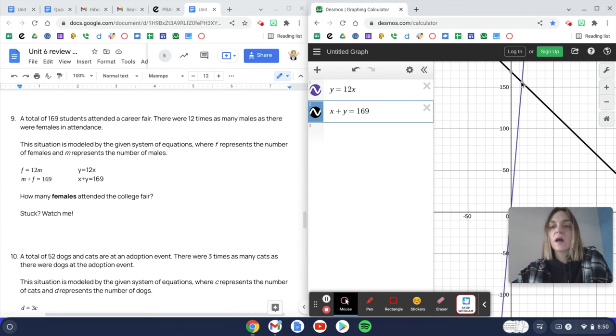So looking at this number, I know from my problem that there were 12 times as many men as there were women at this conference. So my smaller number is going to be the answer. So I'm going to have 13 females at the college fair.